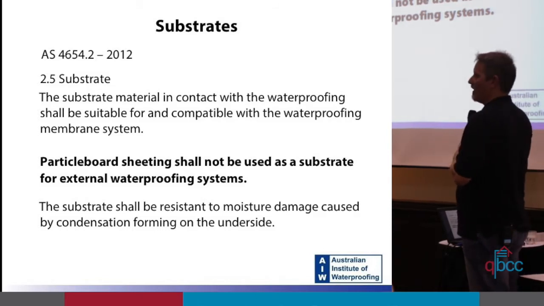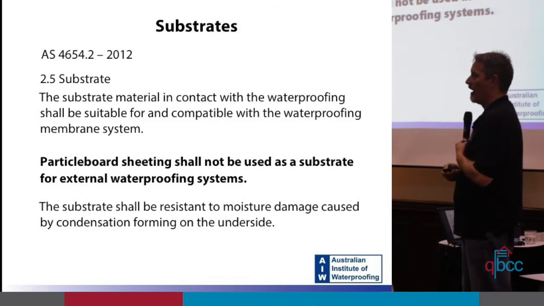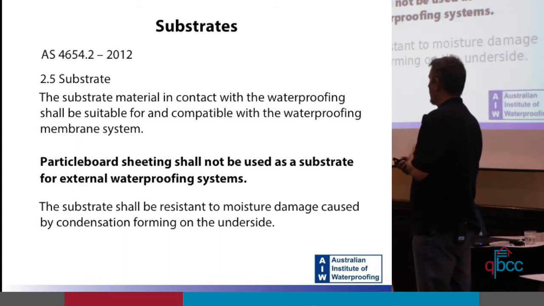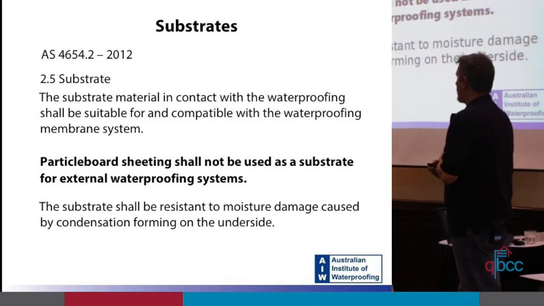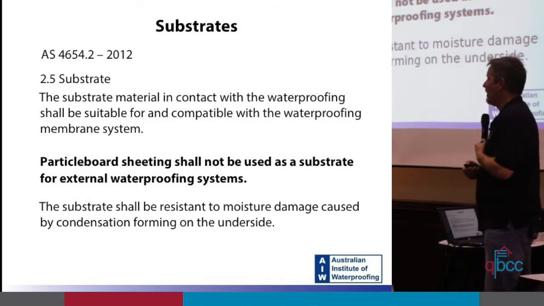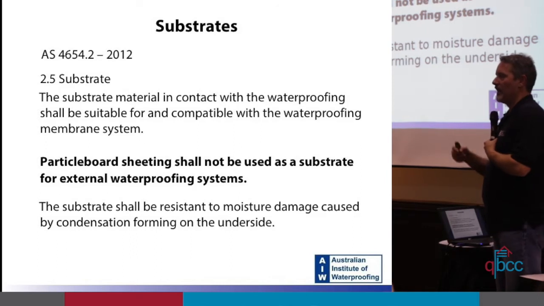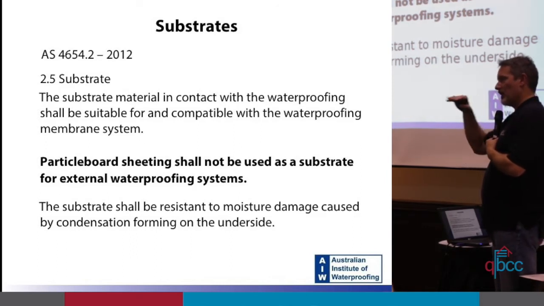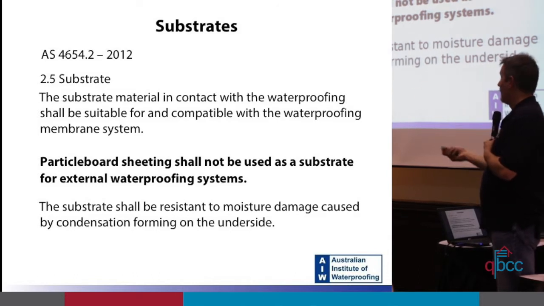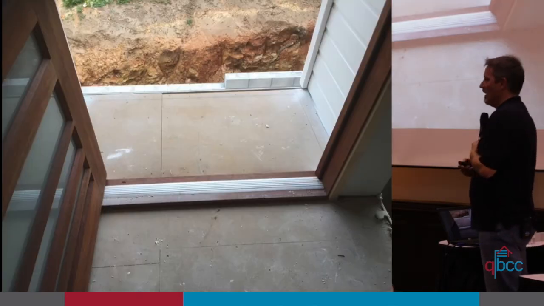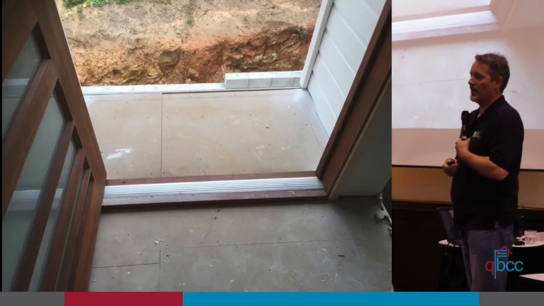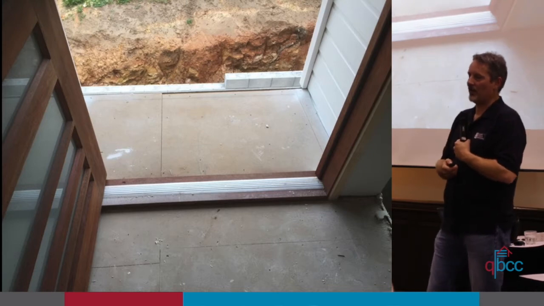Hang on to that bit. That's actually going to get quite important a bit later on when we talk about a bit more details. And of course, the substrate shall be resistant to moisture damage caused by condensation forming on the underside. And that's why if you've seen a Scyon board that's got the fiberglass epoxy layer on the bottom, that's because of that. Right? It makes it resistant to condensation forming on the underside. And if you didn't think anyone would be crazy enough to put chipboard outside, yes, it does happen.